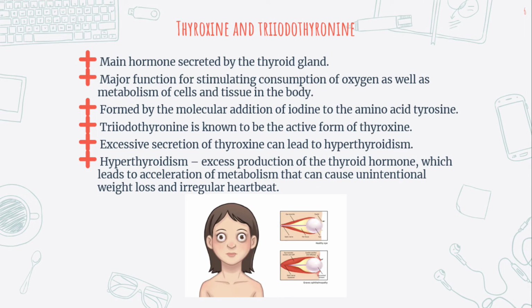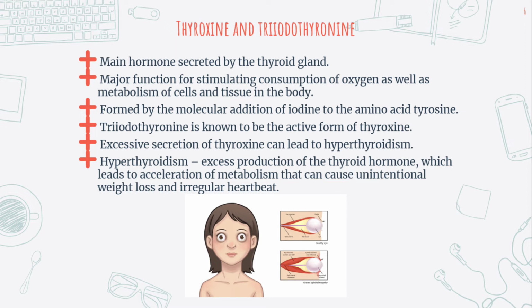So let's talk more about the three major thyroid hormones. Let's first talk about thyroxine and triiodothyronine. You might be wondering, are thyroxine and triiodothyronine the same? Well, there's actually a difference. The main difference between the two is that thyroxine is the inactive form while triiodothyronine is the active form of thyroxine. So, thyroxine, like before, is a major hormone released by the thyroid gland.